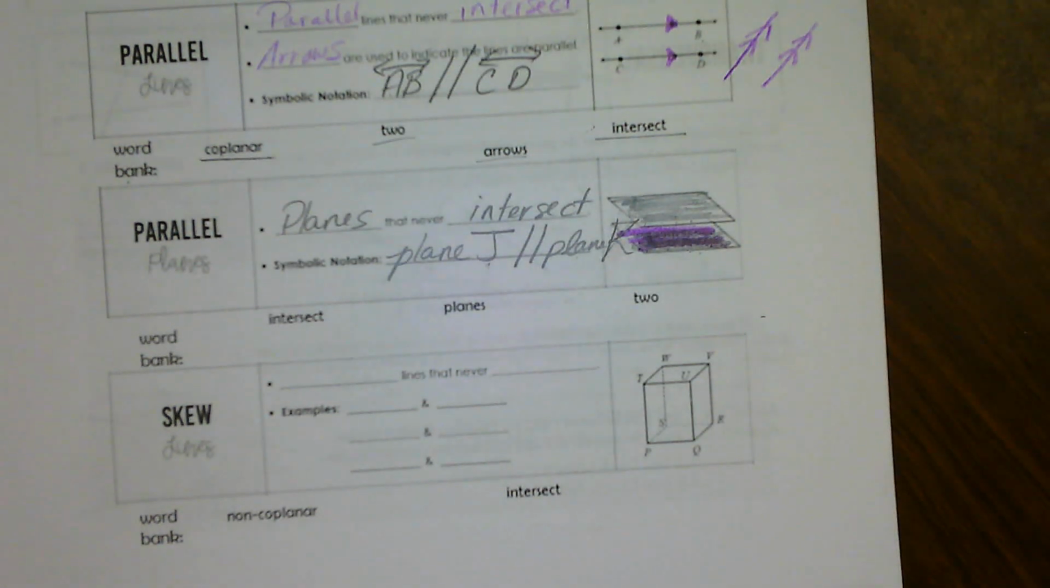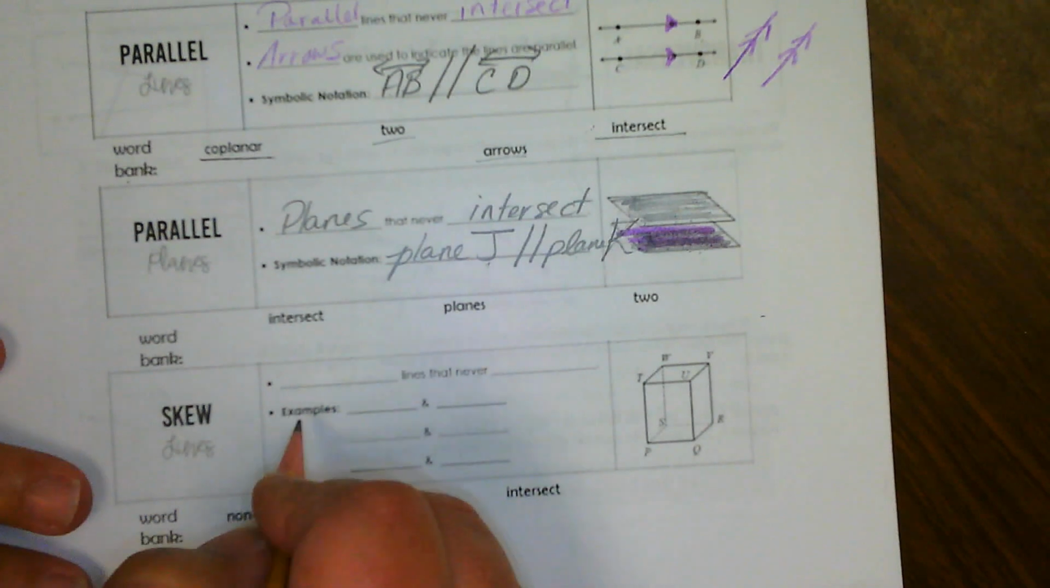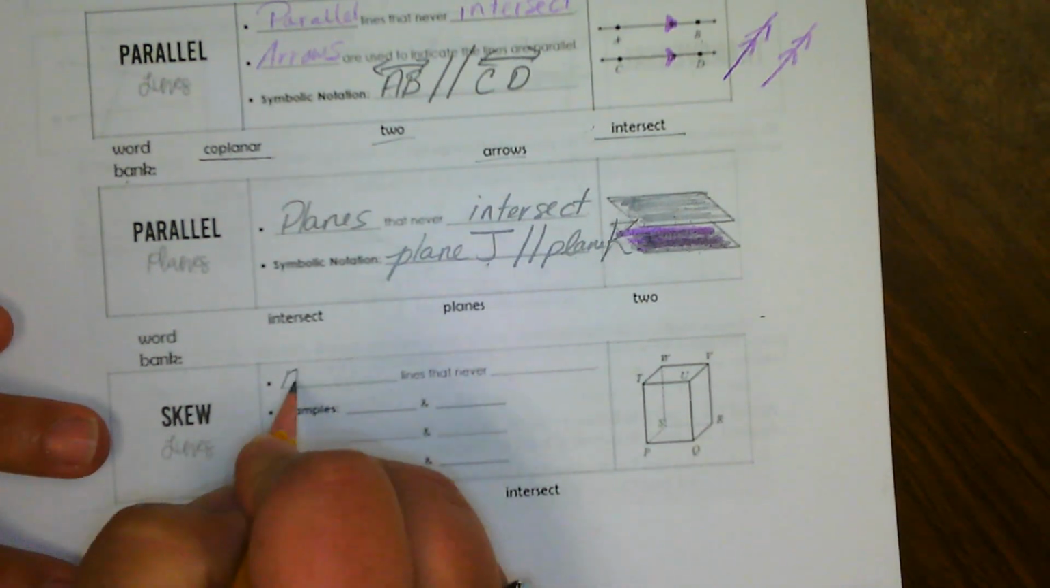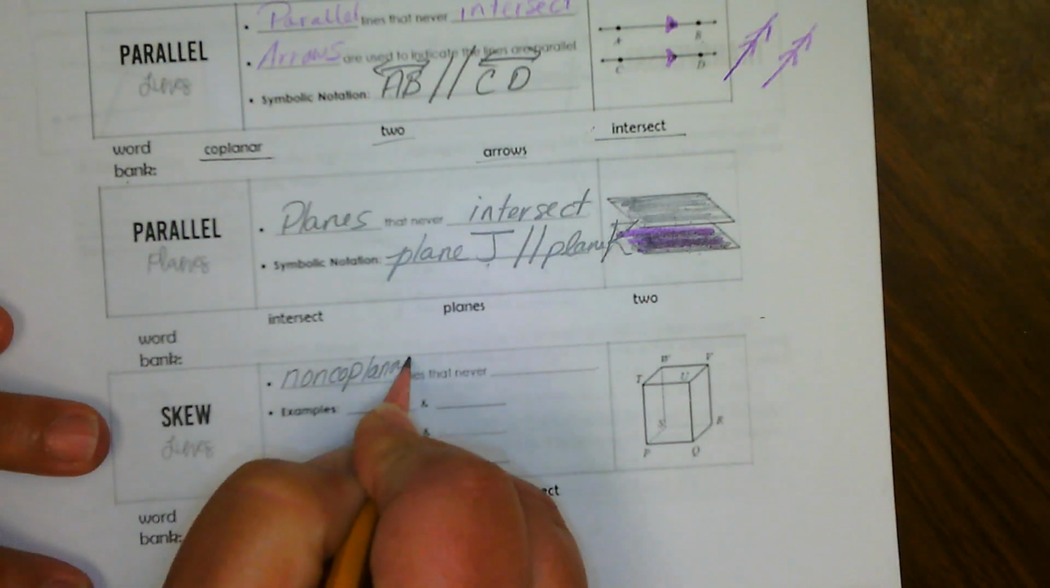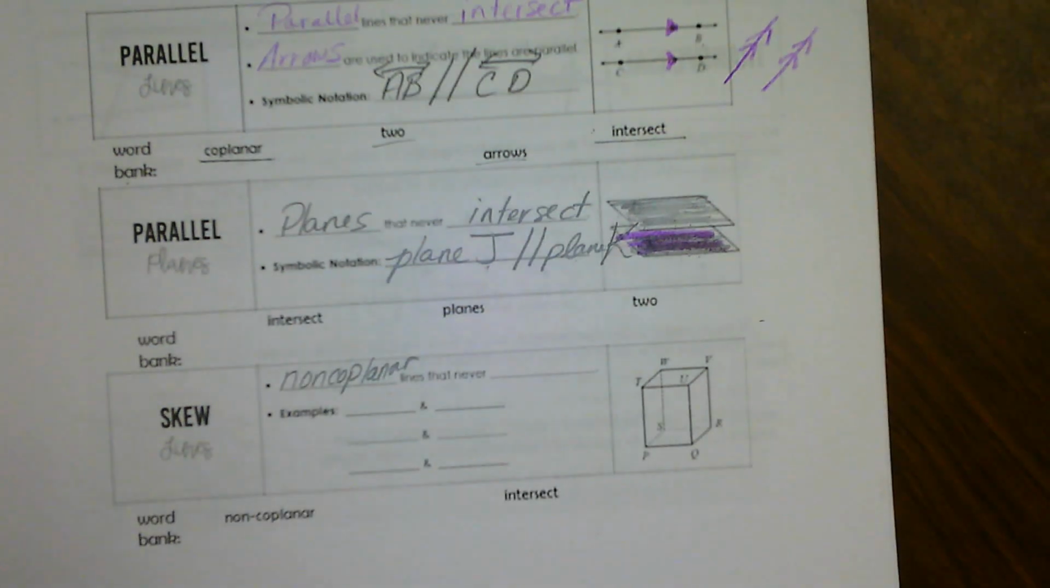Coplanar lines are the opposite of non-coplanar. So these are lines that are not on the same plane. Like we're going to have a line on the ceiling and a line on the back wall in the classroom. Those are non-coplanar lines. That's what skew means. They're never going to intersect because they're not on the same plane.